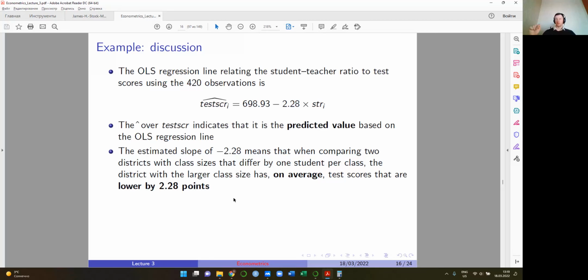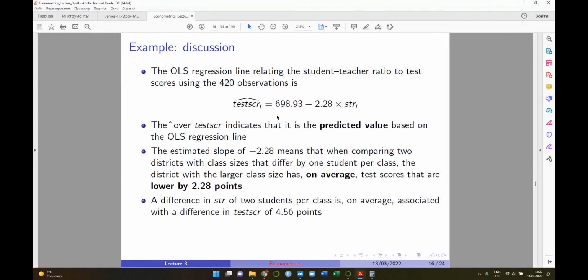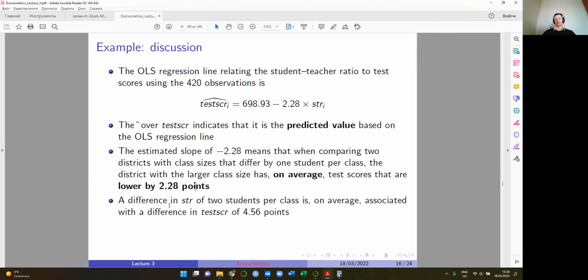So in short, if we increase the number of students per teacher by 1 student per teacher, the average test score will reduce by 228 points. If we increase the number of students by 2, the average test score will go down by 456, and so on. So the logic is very simple. This is the change in y when x changes by 1 unit. As I said, the difference in student to teacher ratio by 2 students per class on average will be associated with the difference in test scores by 456.